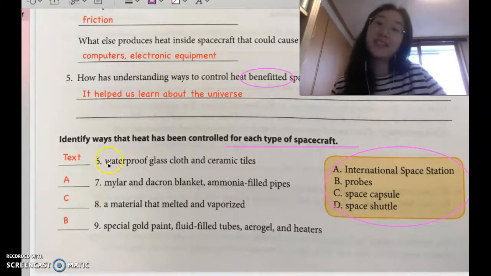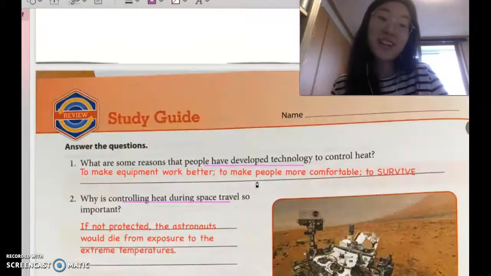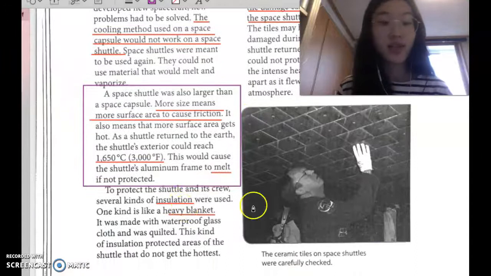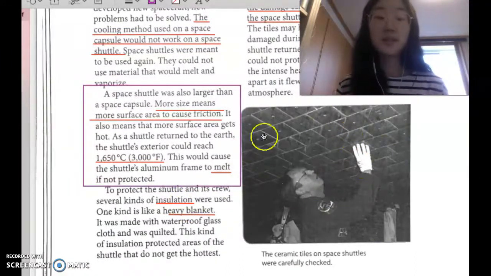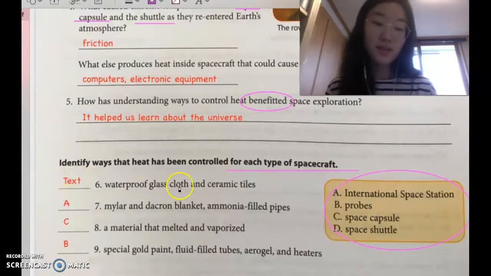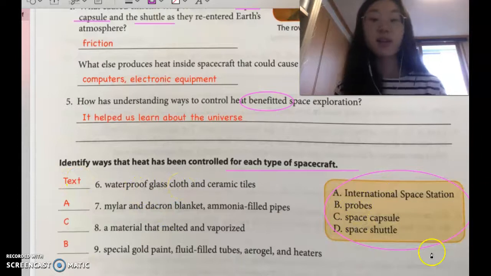And I know that D is obviously 6, but let's still look at space shuttles because this is fun. So space shuttles, to protect, they use insulation. They use these tiles, remember these guys? Waterproof glass cloth, quilted. So 6: waterproof glass cloth and ceramic tiles.